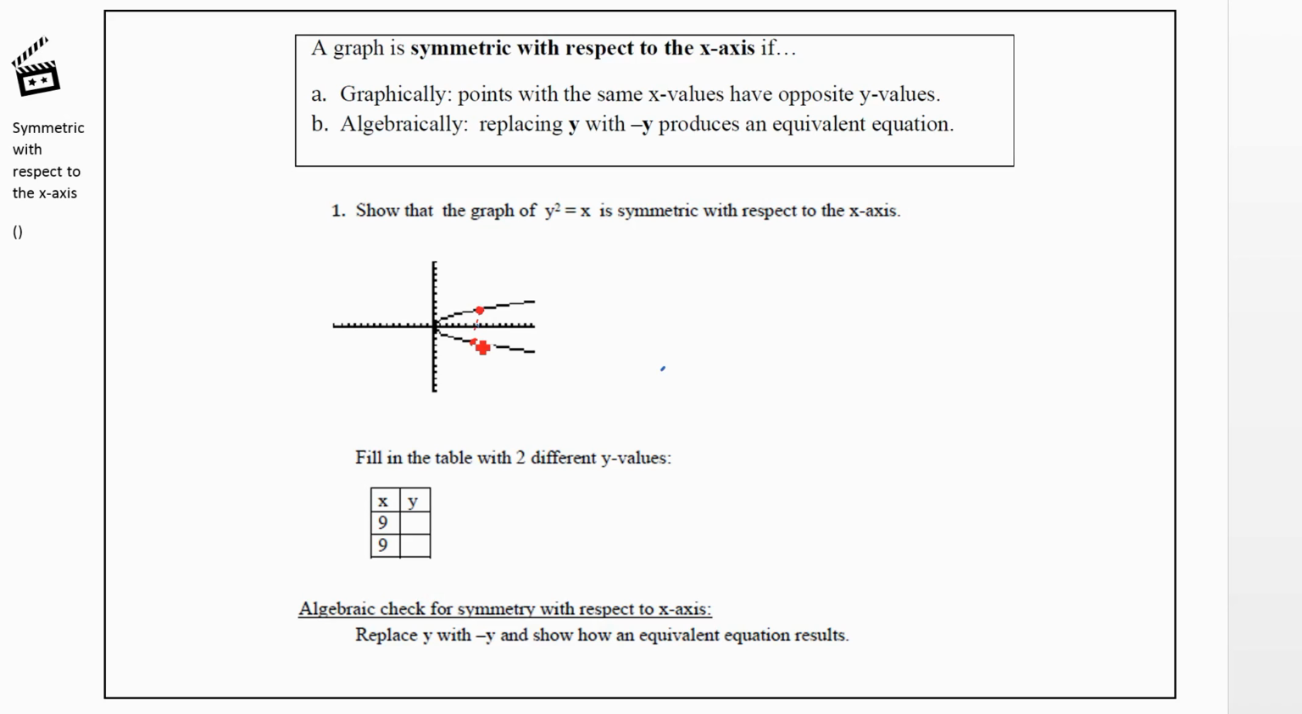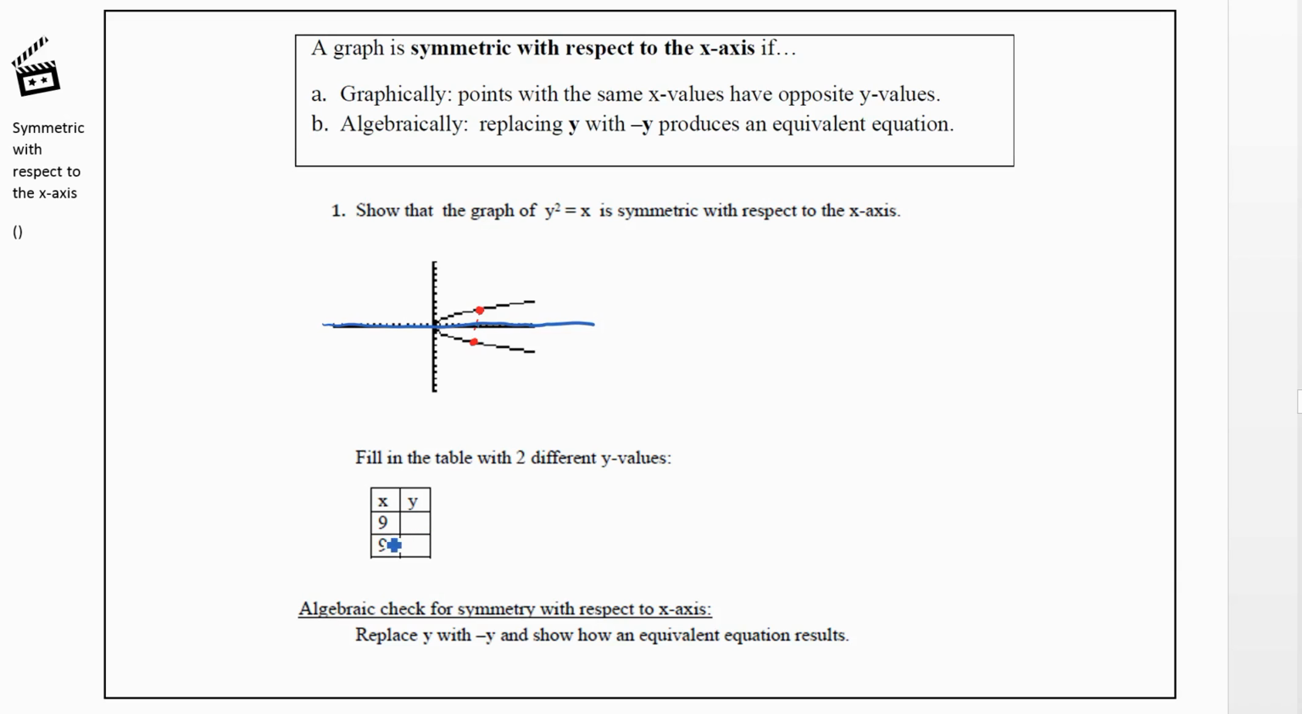Okay? So one says, show that the graph y squared equals x is symmetric with respect to the x-axis. Now, one way I like to think about this, when it says "with respect to," is as kind of a mirror. If it's a mirror image across that line, then it's symmetric. Or you could think about it as if you folded it along that line, it would match up with itself. Okay? So this says fill in the table with two different y values.